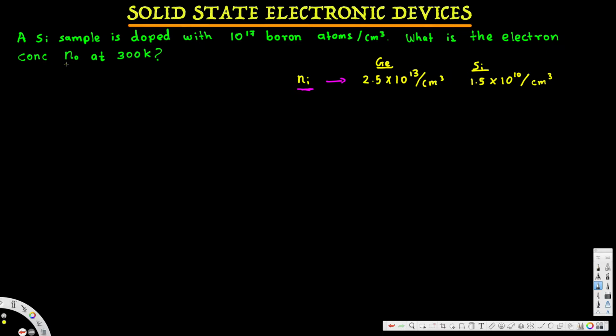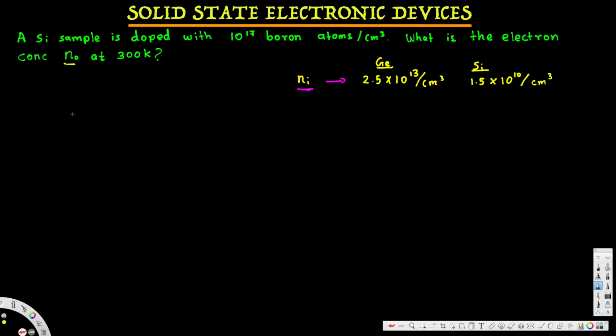Here they are asking for the n0 value, that is basically the equilibrium concentration, and they are also mentioning this is doped with boron atoms. So when we dope with boron atoms, we are dealing with a p-type semiconductor. So the electron concentration is going to be the minority carriers, okay?